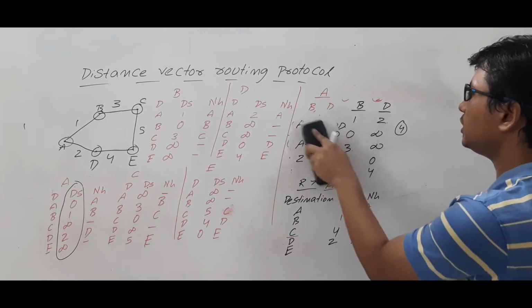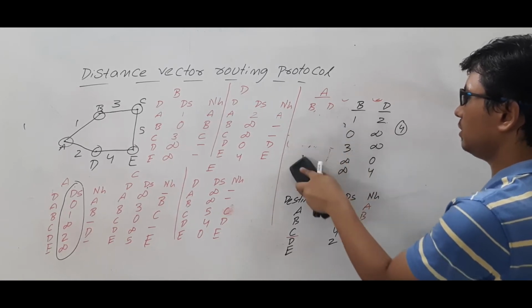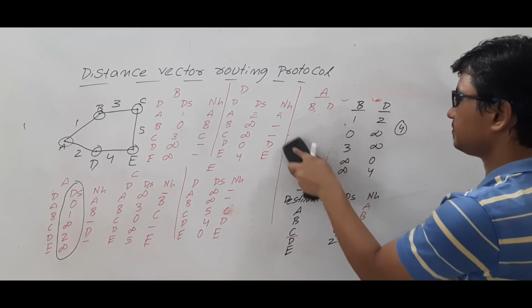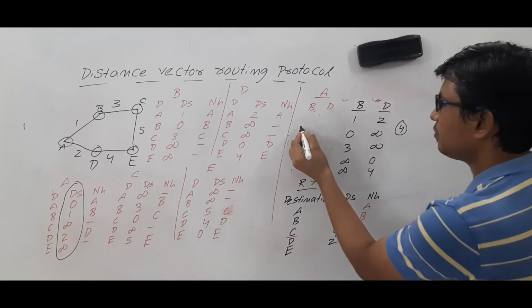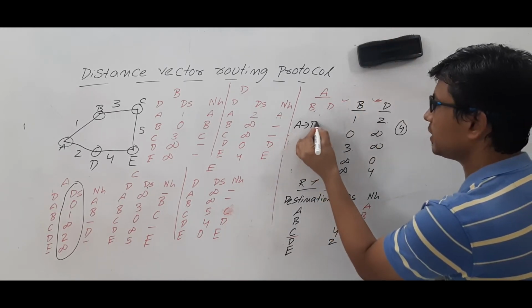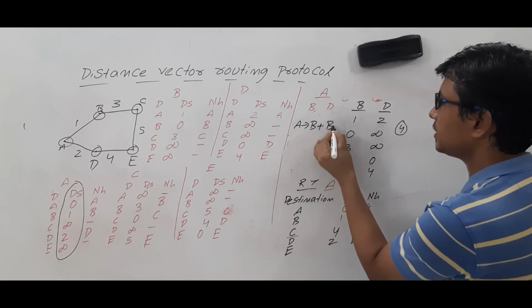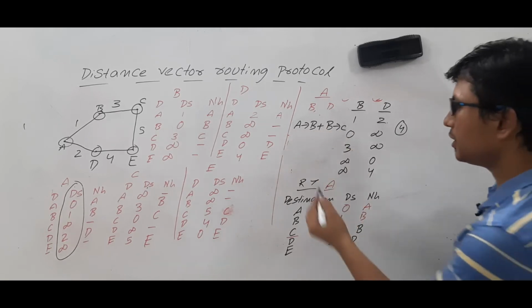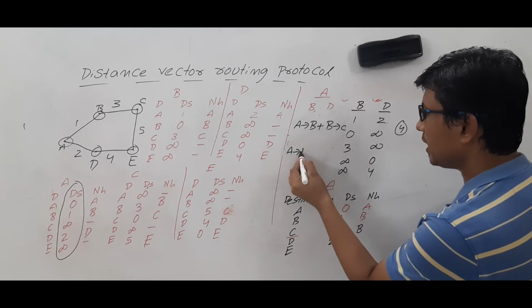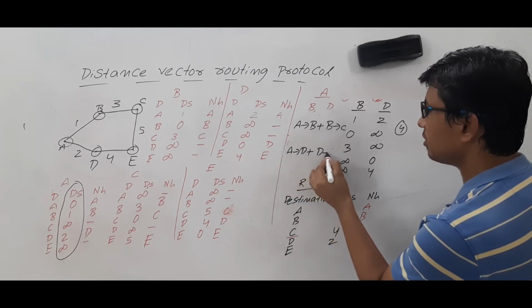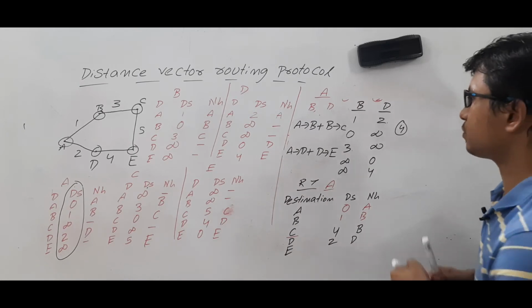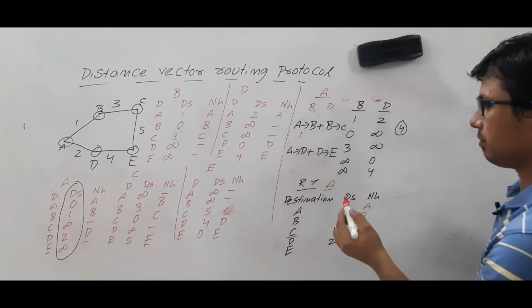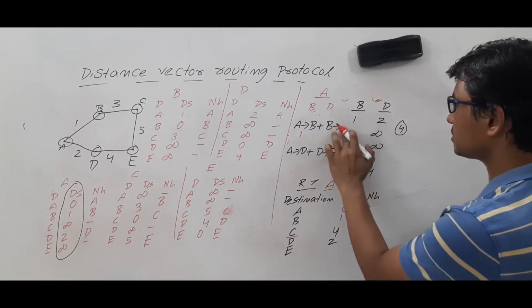Similarly, A to E we need to compute. Okay, we will check it. A to E I need to compute. So first I will find A to B plus B to E. Similarly, A to D plus D to E I will find. Okay, what is the A to B distance? It is 1. Okay, we are finding E now. Sorry, this is not C, this is E.